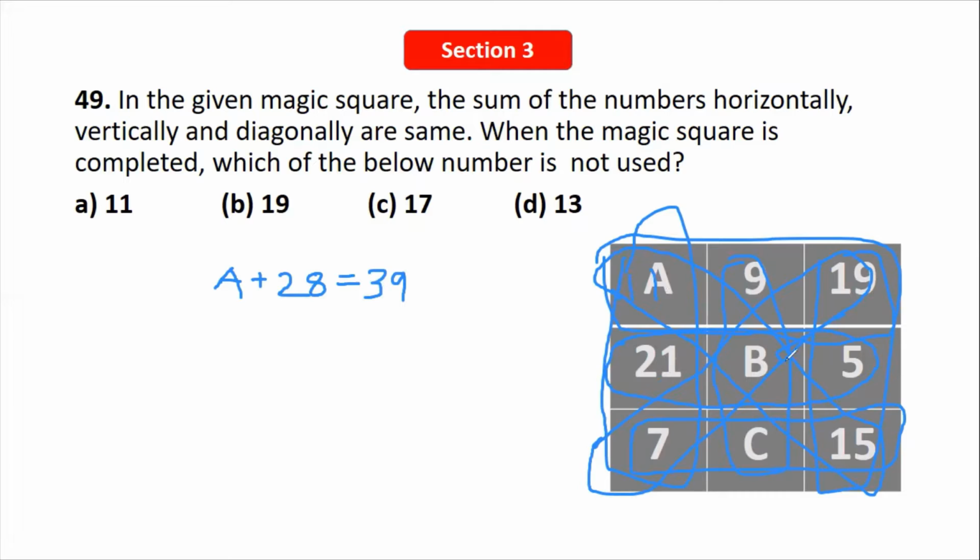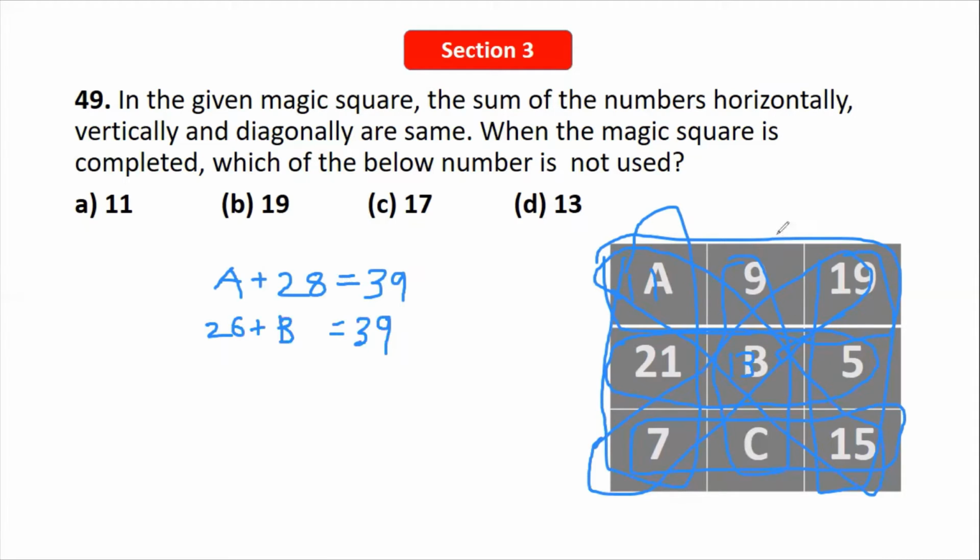Now we can look at this row. 21 plus 5 plus B is equal to 39. So 21 plus 5 is 26. So 26 plus B is equal to 39. We can also say B plus 26. So what plus 26 is equal to 39? 26 plus 13 is equal to 39. I'll just write it here.